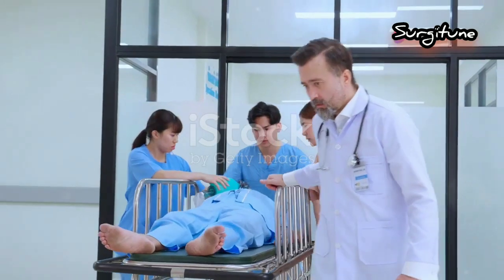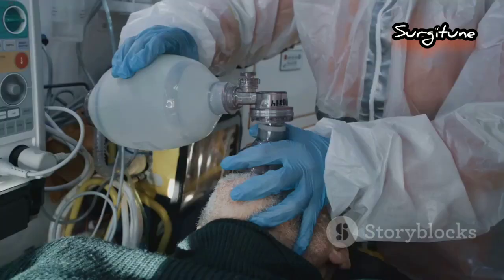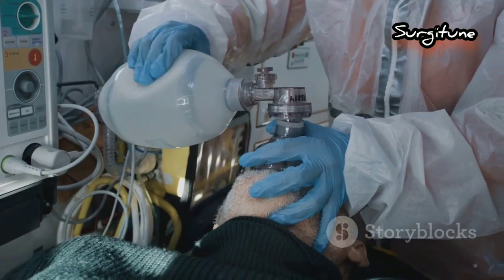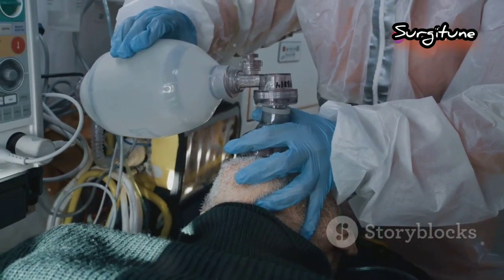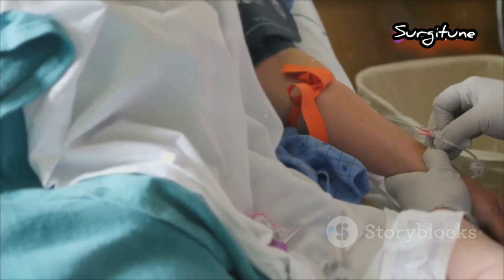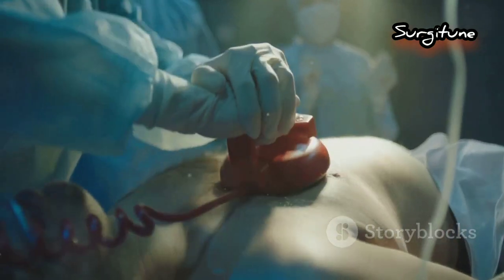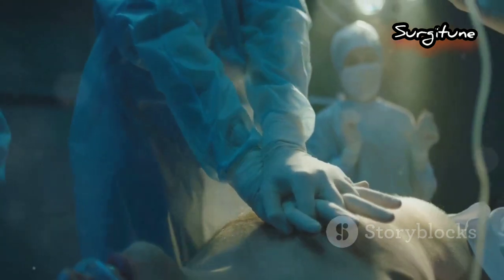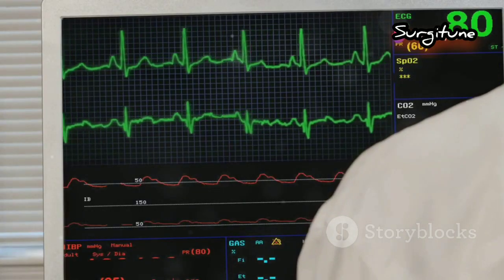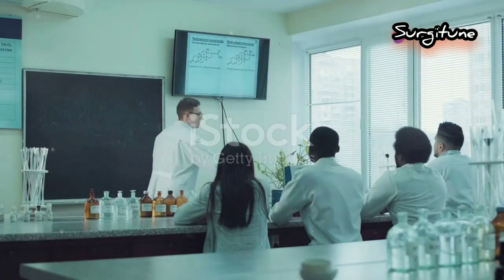Initial treatment steps for shock. Immediate action is needed to restore oxygen delivery to tissues. Ensure airway patency and adequate breathing with supplemental oxygen or mechanical ventilation. Administer intravenous fluids to increase blood volume. Identify and treat the underlying cause, such as surgery or antibiotics. Monitor vital signs and urine output to assess treatment effectiveness.